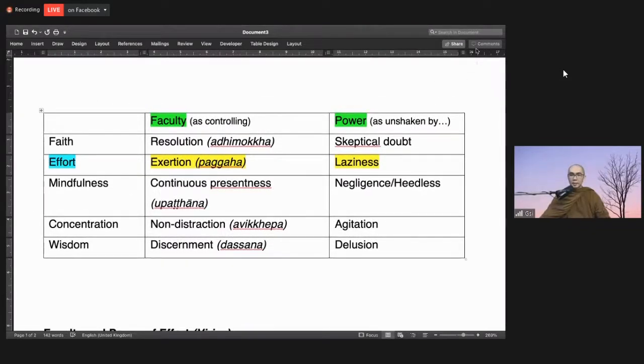Now here again, this chart. We have been talking about it again and again. Now the effort here as a faculty, where it's going to act as something to push you forward, to exert you forward already. Here doesn't mean that you keep on pushing. Here is a balanced effort, a balanced exertion, not something that you keep on pushing like that, not that type of exertion.